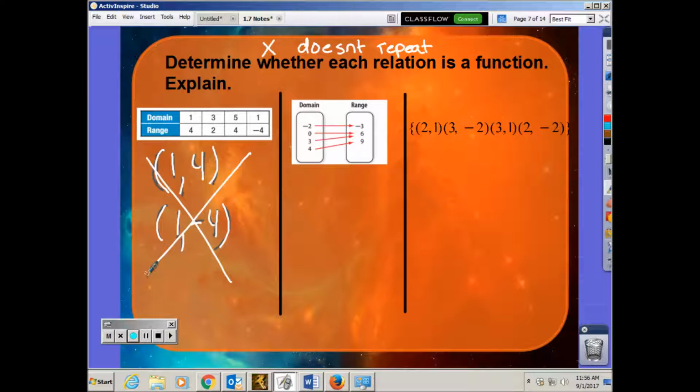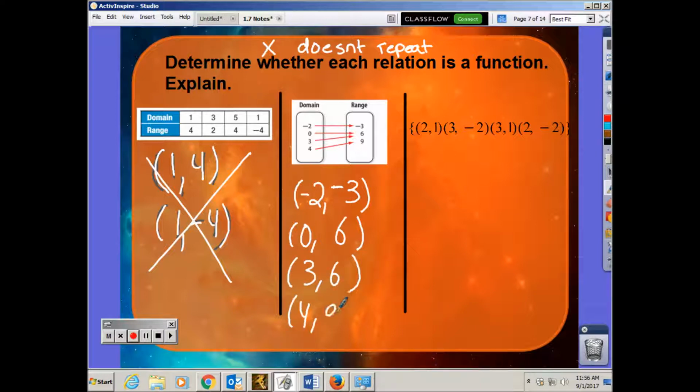Y is allowed to. If your y repeats, you're still considered a function. Right now, I'm not really concerned about you understanding why that's the case. I just want you to know this. So, -2, let's just think about what this mapping tells me. It tells me that -2 pairs with -3, correct? It tells me that 0 pairs with 6. It tells me that 3 pairs with 6. I can have a y value that repeats. I cannot have an x value that repeats. Is that a function? Yes. Because it's okay for the y value to repeat.